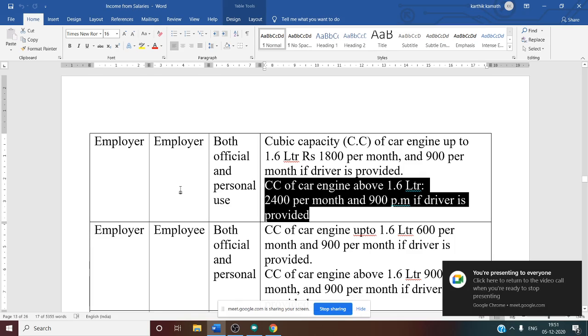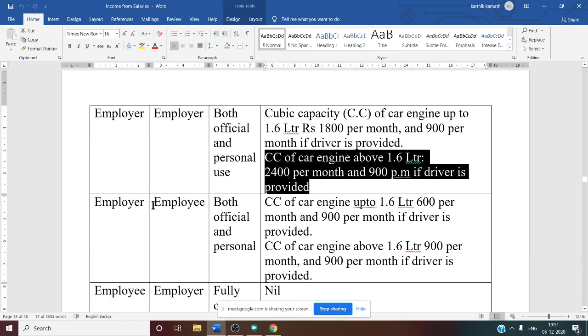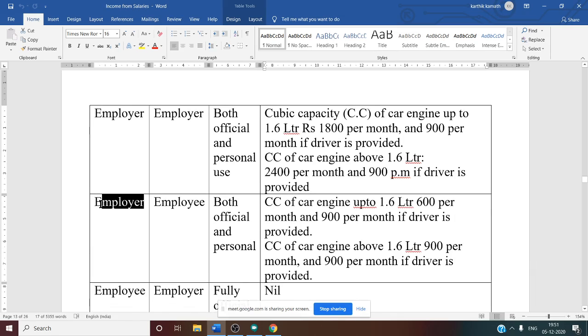Then if you see case number 4, again very important one. Here owner is employer, but here expenses are met by employee. In the previous case, both were met by employer, but in the fourth case, owner is employer, expenses met by employee. Purpose is both official and personal. In this case, what you have to do?